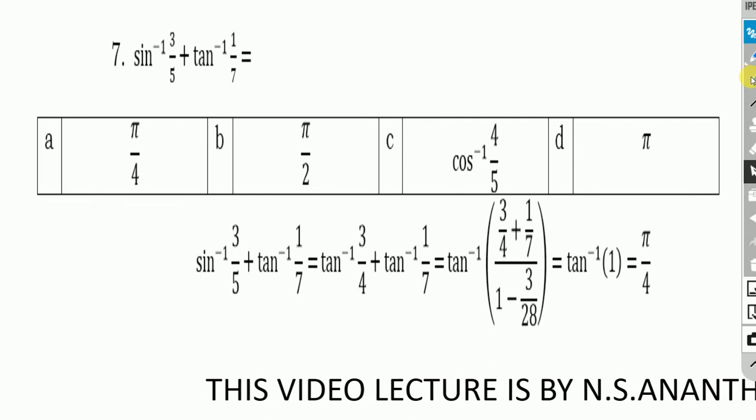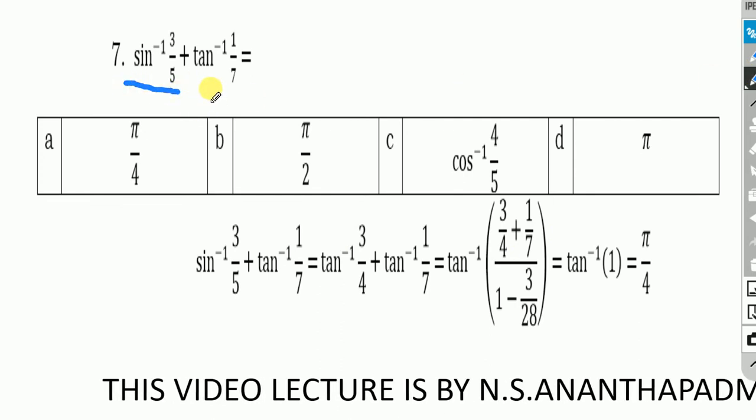Sine inverse of 3 by 5 plus tan inverse of 1 by 7 is equal to, option A is pi by 4, option B is pi by 2, option C is cos inverse of minus 4 by 5, and option D is pi. So let us consider what is given in the problem, that is sine inverse of 3 by 5 plus tan inverse of 1 by 7.